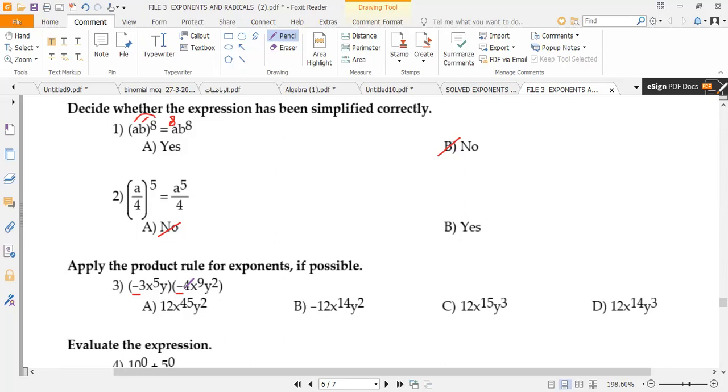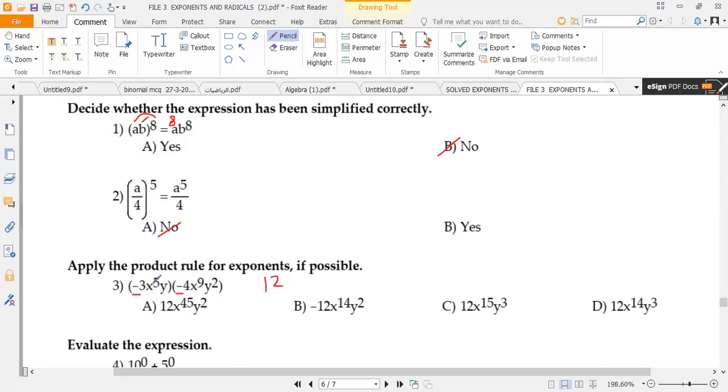Lean, excuse me. Yes, negative 3 times negative 4. You don't know 3 times 4 equals what? 12. Okay, so negative 3 times negative 4 will be 12.